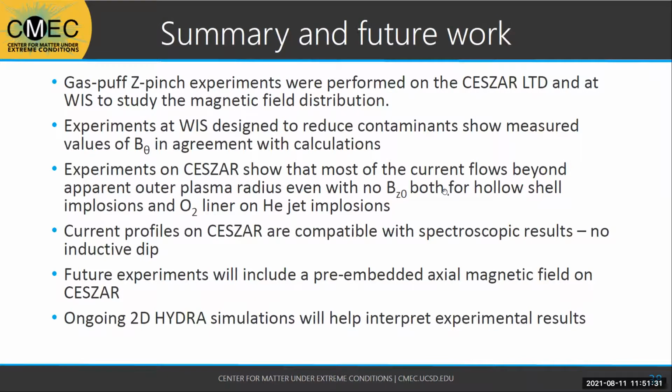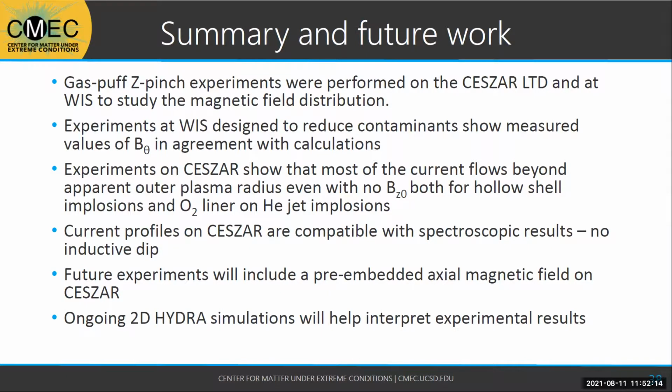So that's all I had to talk about. I will summarize what we went over. We did gas puff Z pinches on the CESZAR LTD and at the Weizmann Institute to study magnetic field distributions in gas puff Z pinches. We found that experiments designed to reduce contaminants resulted in good agreement between measured and expected values of B theta. So far, the experiments on CESZAR show that on that machine, the current has been flowing beyond the apparent outer plasma radius, even without BZ.